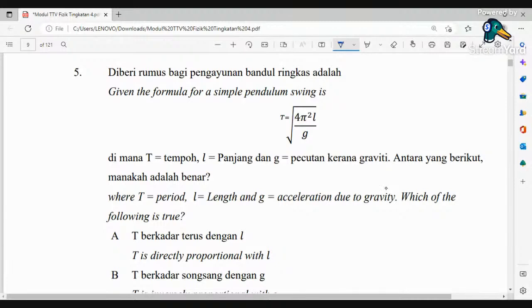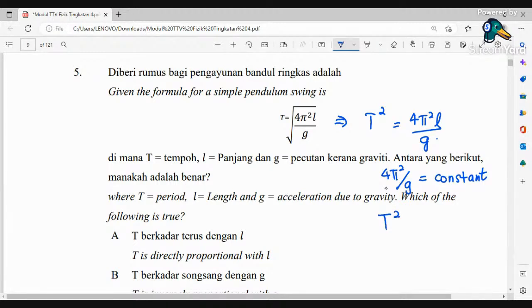Okay, if you look carefully, this is T. If you square both sides, you will get T squared equals 4 pi squared L divided by G. So you can see from here the activity for the simple pendulum carried out on Earth, no other place, on Earth only, meaning 4 pi squared over G actually is a constant. If this one is constant, meaning T squared directly proportional to L.